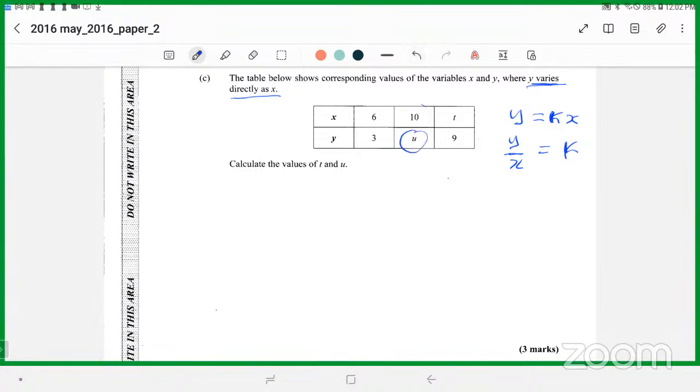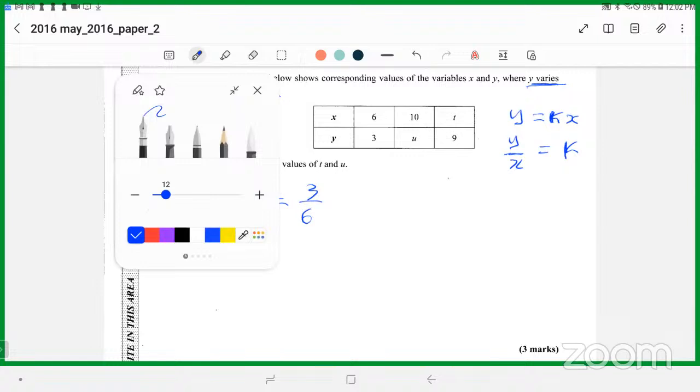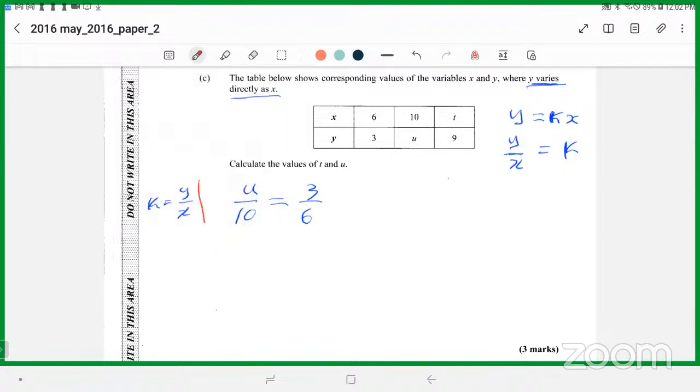This y value over this x value, u over 10, is going to be equal to this y value over this x value, 3 over 6, because the k is always equal to the y value over the x value. This is what we're using. We don't need to actually find the k. We don't have to work it out.